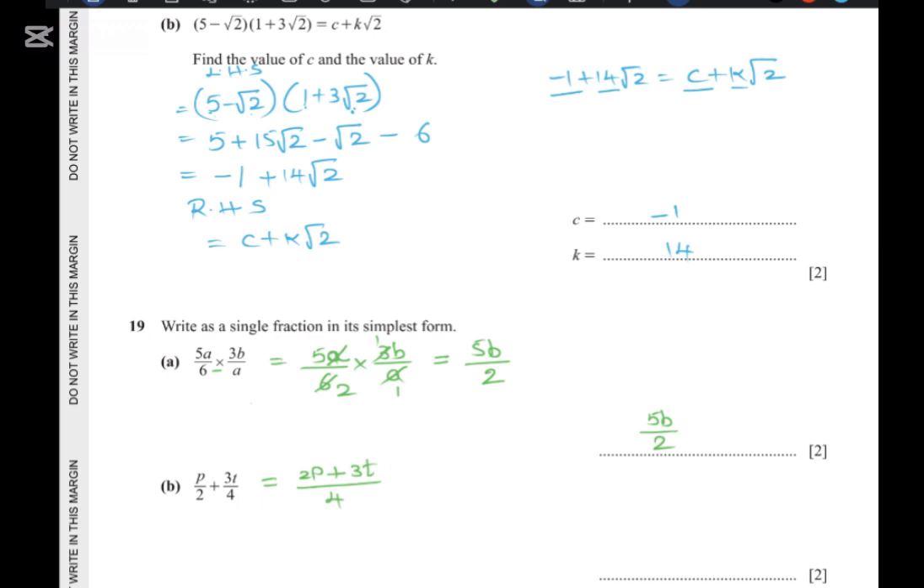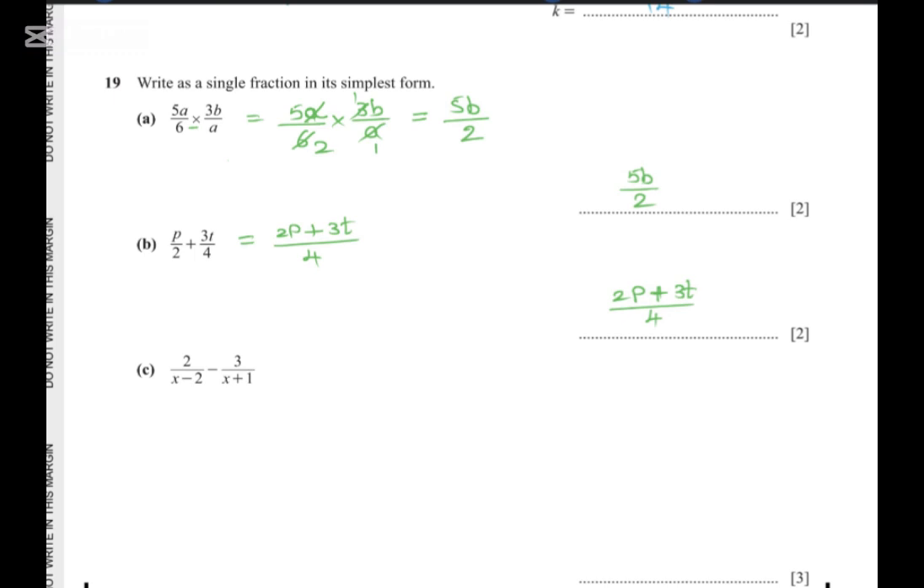Now, this is the answer: 2p plus 3t by 4. This is the answer, a single fraction. They told us to write the single fraction in simplest form. So 2p plus 3t by 4. This is done.